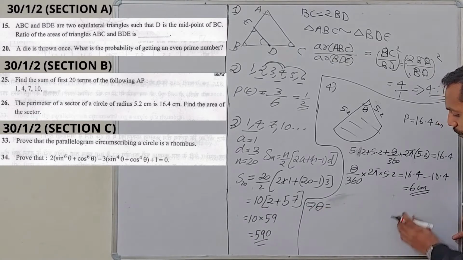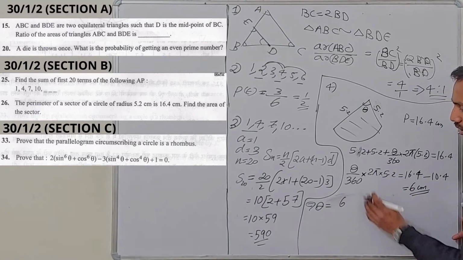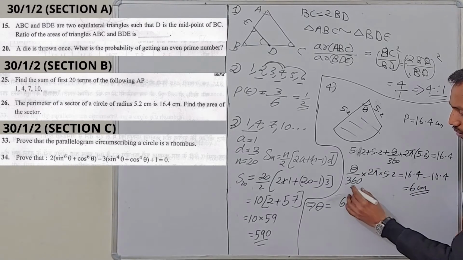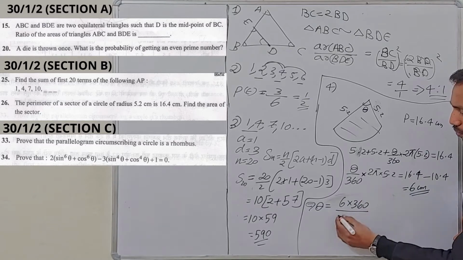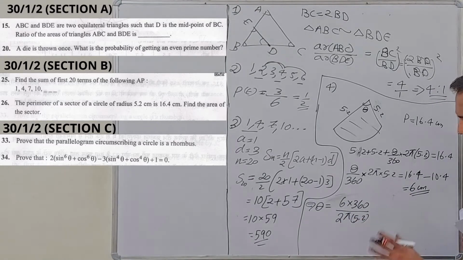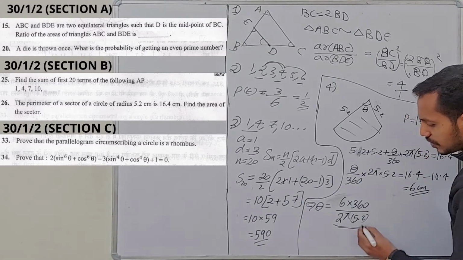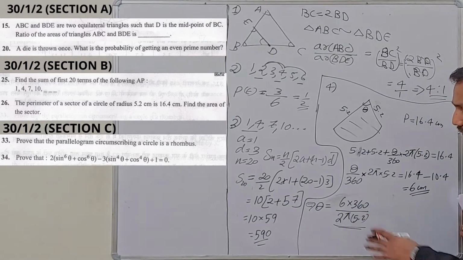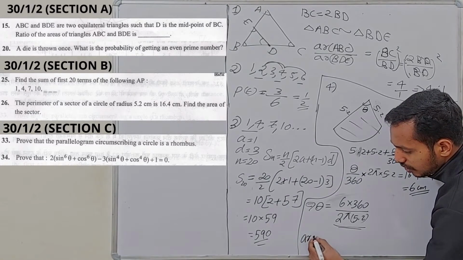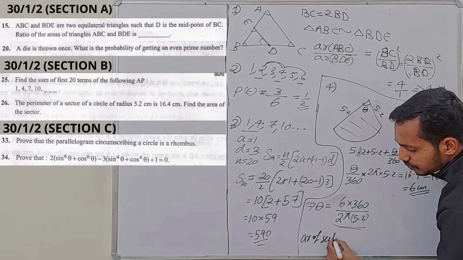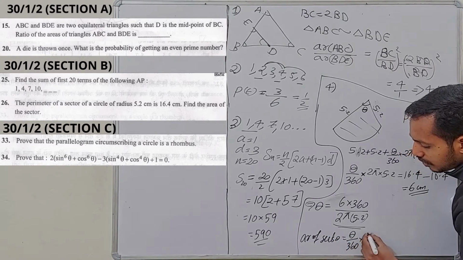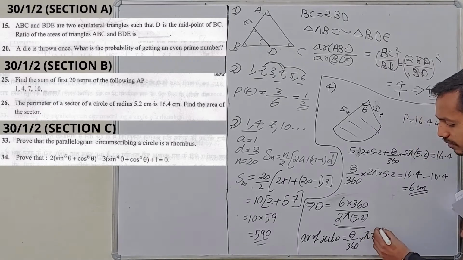Theta is equal to, what is this? 6. Now take all this term to here, so into 360, divided by 360 will be into 360, 2 pi into 5.2. Okay, so theta we have got in terms of this. We don't need to substitute the values now because we are applying the formula for area of sector. So area of sector is equal to, what is the area of sector formula? Theta by 360 into pi r square.